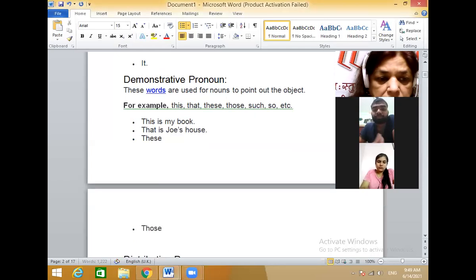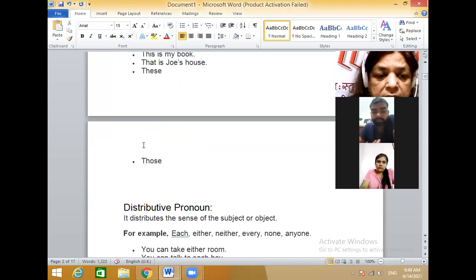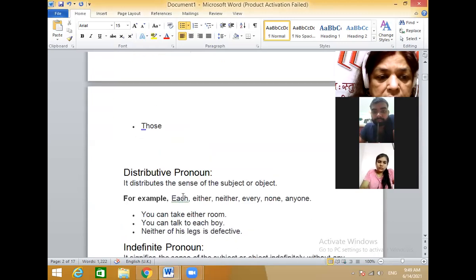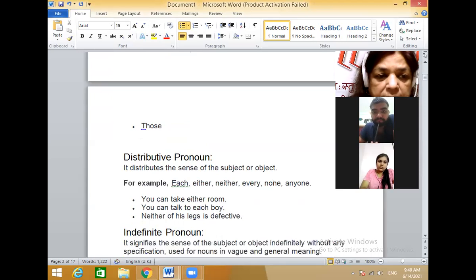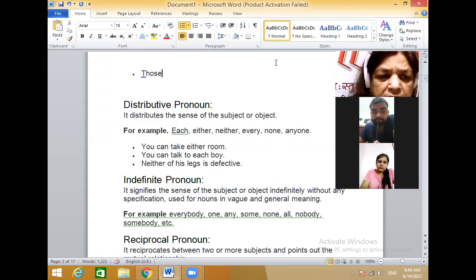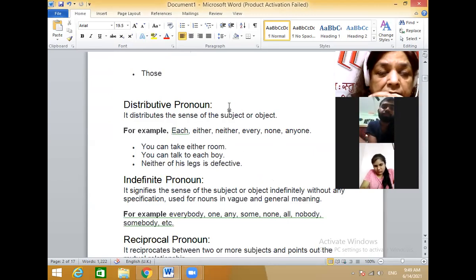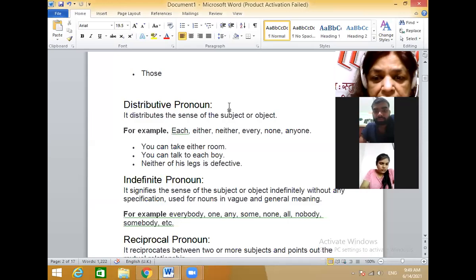So you must understand the terminology. Distributive pronoun. You all make so many mistakes when I was giving these rules of grammar, rules of error rectification. We saw so many examples of incorrectly spoken sentences. So distributive pronoun distributes the sense of the subject or object. For example, each, either, neither, every, none, anyone.